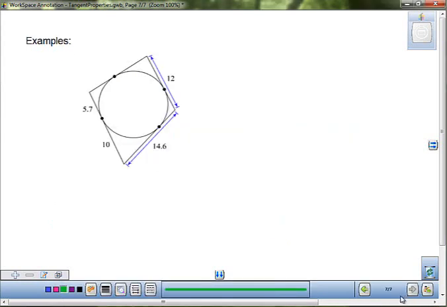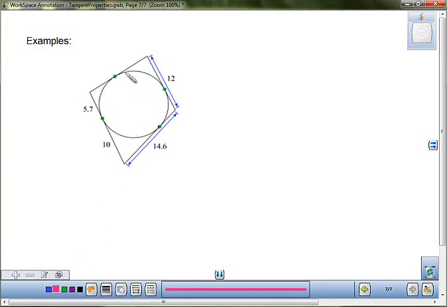Let's try one other example. Now this, I don't believe we went over when we talked about the vocab, but when you have a circle inside of a quadrilateral, where every side of the quadrilateral is a tangent to the circle, this is called inscribed. This circle is inscribed in the quadrilateral. Okay, and when you have that, remember that each tangent here to here is going to be the same length. Here and here will be the same. These will be the same. And those will be the same.